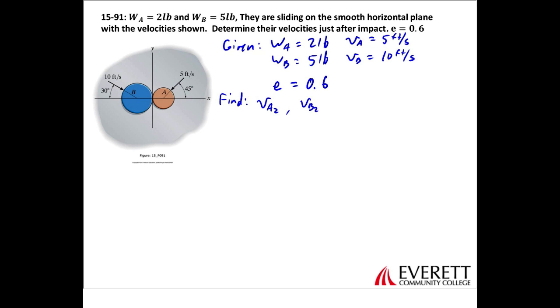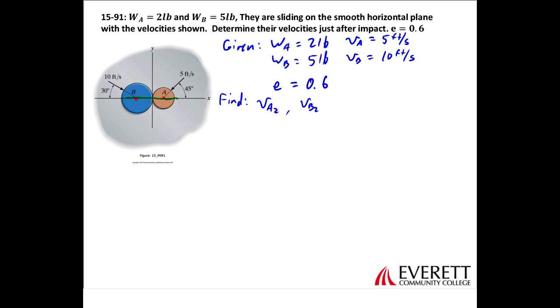So the very first thing we need to do with any one of these problems is determine if it's a central impact or an oblique impact. Now this one is an oblique impact, and what that means is that the motion of one or more of the objects is not in the same direction as the line of impact. So if you're asking what is the line of impact, the line of impact is a line that connects the center of mass of the two objects. So we have two center of masses there, and we can connect a line between the two.